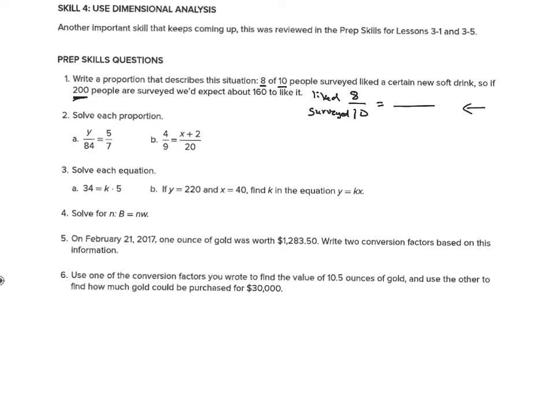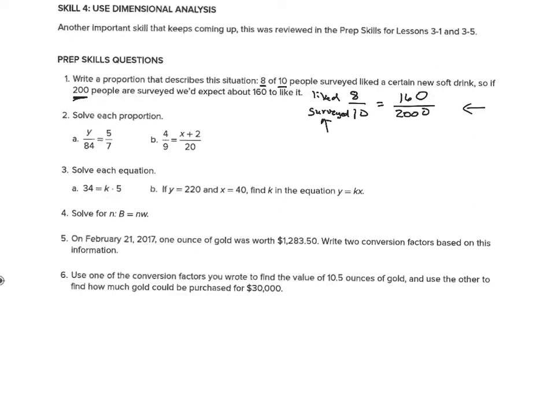Okay, so if 200 people were surveyed, that should go in the denominator, right? Because that's where we put the number of people surveyed. We'd expect about 160 to like it. Okay, so we put how many people liked in the numerator.